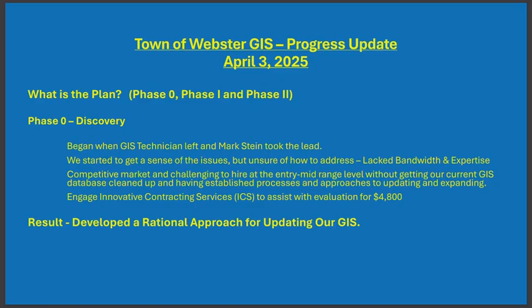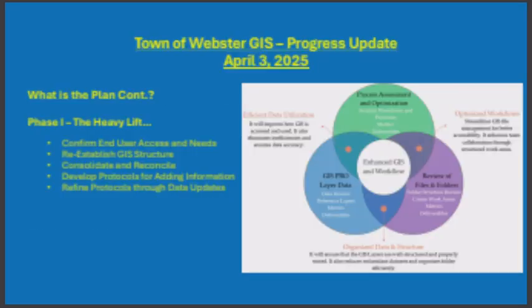So we engaged with a company called Innovative Contracting Services, and I'll talk about them a little bit later here. But they are essentially a data management company. They take digital information and organize it and put it into a format that is useful to the end users. And we'll talk about some of their experience here later on. But as a result of this discovery phase, and with the help of ICS, we actually were able to come up with an approach, a rational approach to updating GIS.